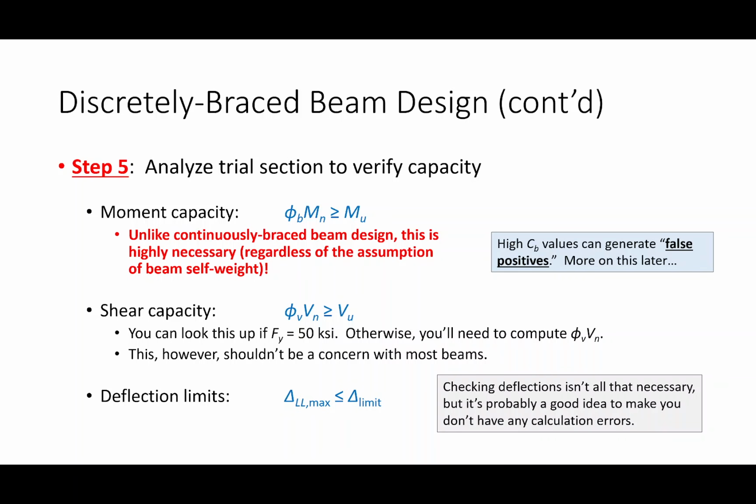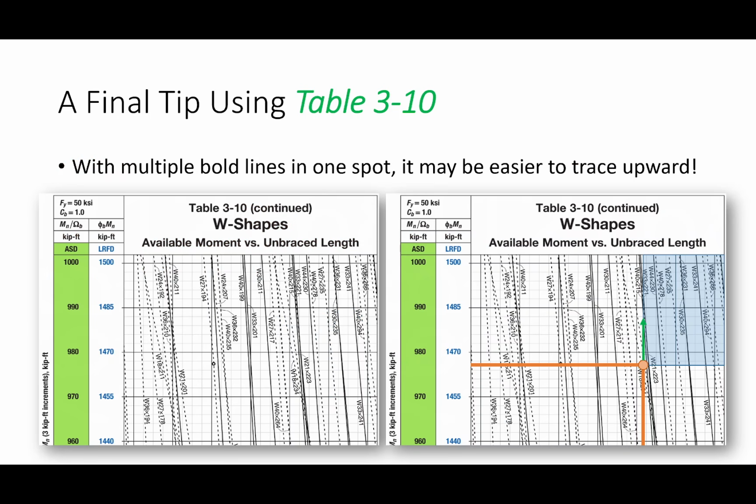In discretely braced beam land, absolutely not a formality, okay? And the reason why is because of what happens when you have high CB values, okay? And we're going to talk about this on Wednesday, but high CB values can generate what I'll call false positives with designs. And I've got an example on Wednesday that'll sort of illuminate that, and you'll kind of see what's going on. But I want to get used to the basic process of design first, so I'm restricting these examples to ones that are low CB values so that that false positive phenomenon won't happen.